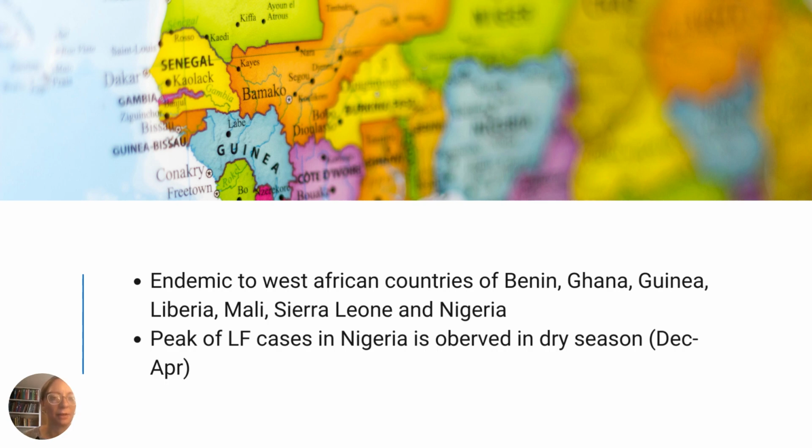It's endemic to West African countries of Benin, Ghana, Guinea, Liberia, Mali, Sierra Leone, and Nigeria. The peak of Lassa fever cases in Nigeria are observed in the dry season, and that's because it's similar to our winter, where the rats don't have as much food outside that they can access. So they're going to be coming into human homes looking for food and getting into the food stores of African people.